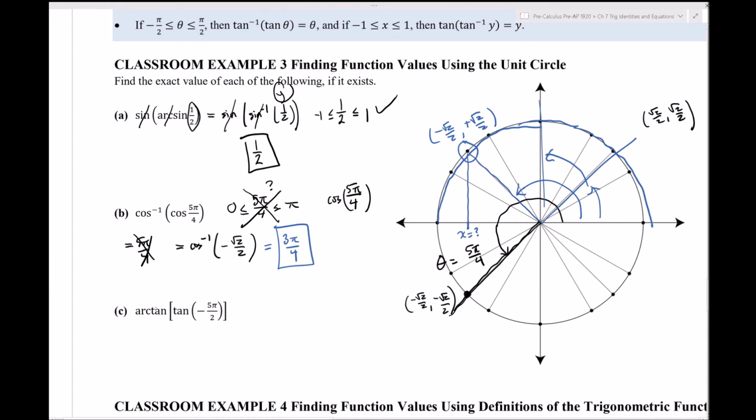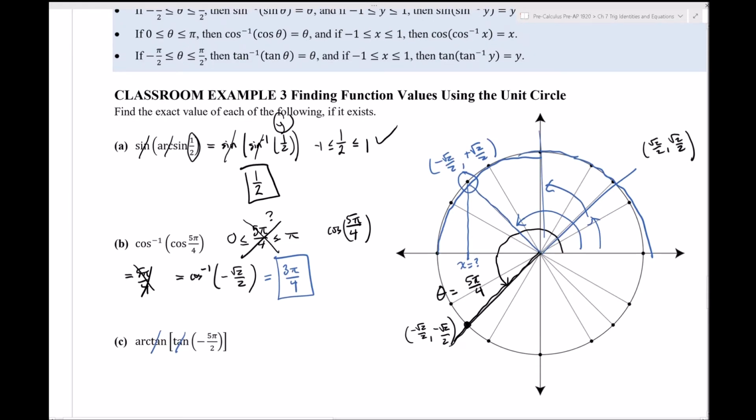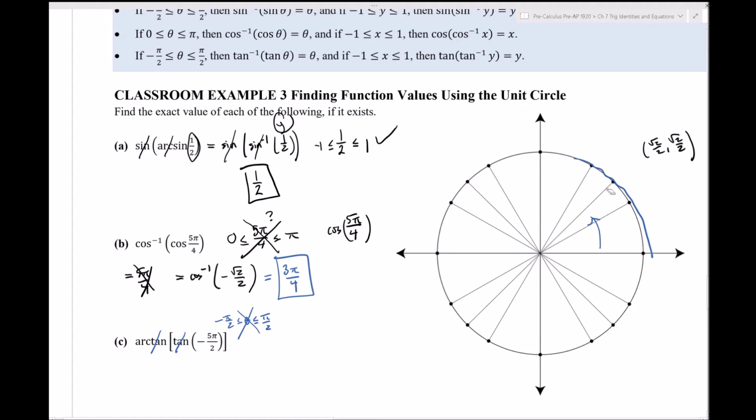Arctangent and tangent we hope cancel out, but that's only going to be the case if this angle is between negative pi over 2 and pi over 2, which I don't believe is the case. Negative 5 pi over 2 is a very big angle. It's outside of that range. So I'm going to erase all this, which if you wanted to see what that was again, you could just go backwards in the video.